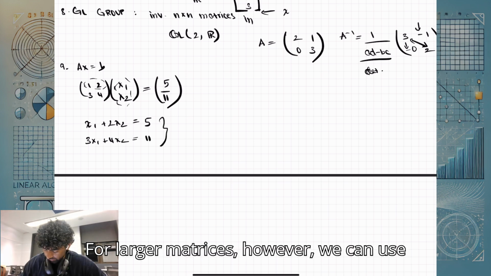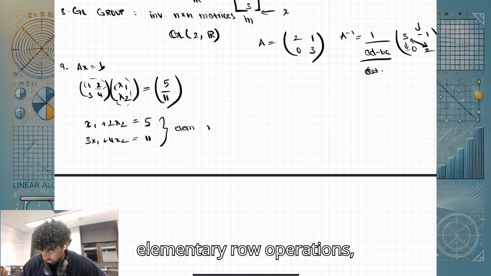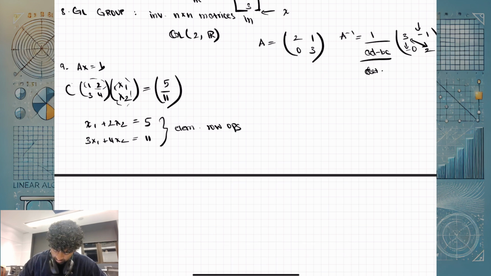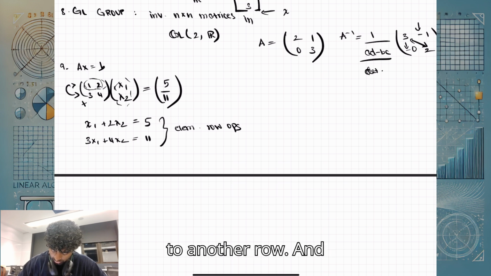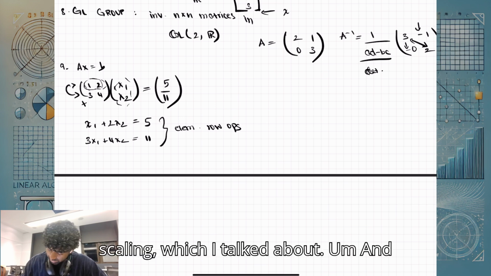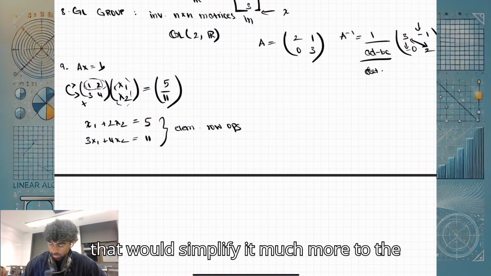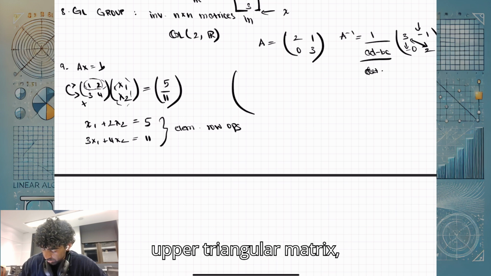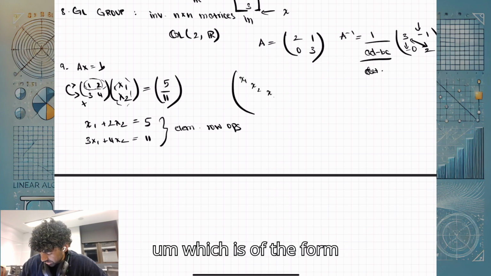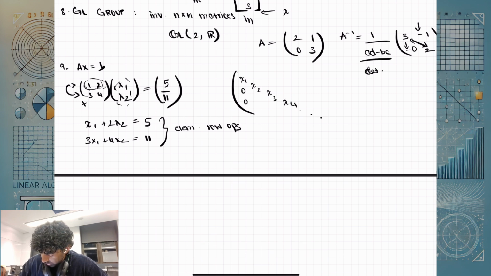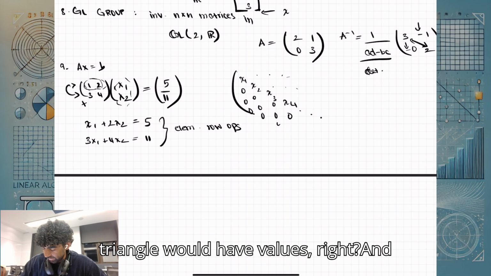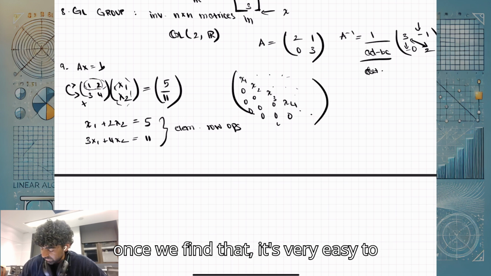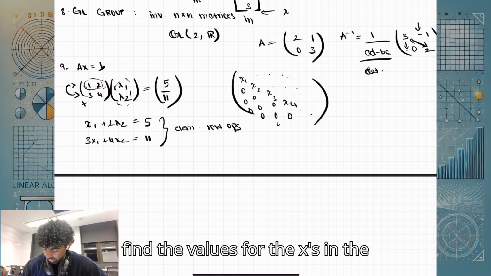For larger matrices, however, we can use elementary row operations, which consist of swapping 2 rows. It consists of scaling 1 row and then adding it to another row. And it also consists of scaling, which I talked about. And that would simplify it much more to the point where we can form an upper triangular matrix, which is of the form all zeros below the top triangle, and then the top triangle would have values, right? And once we find that, it's very easy to find the values for the x's in the pivot positions.